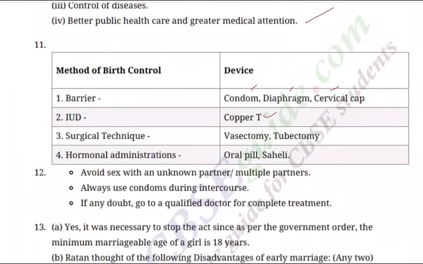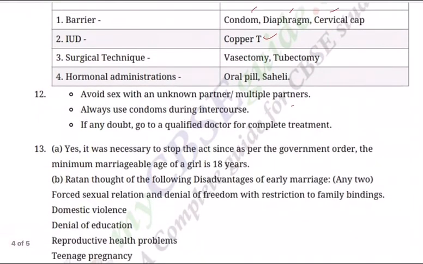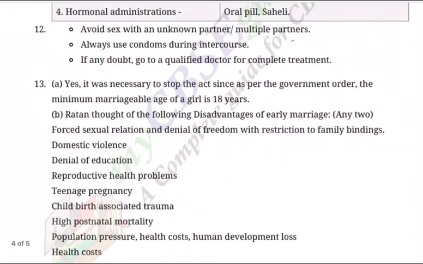Question number 12. Avoid sex with an unknown partner or multiple partners. Always use a condom during intercourse. If in any doubt, go to a qualified doctor for complete treatment. So these are the things that one must always keep in mind.